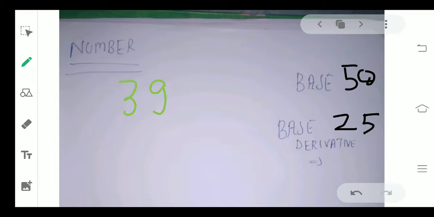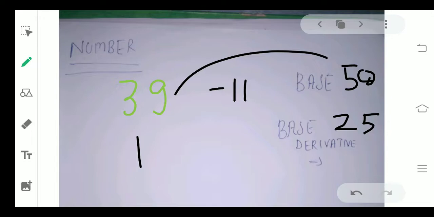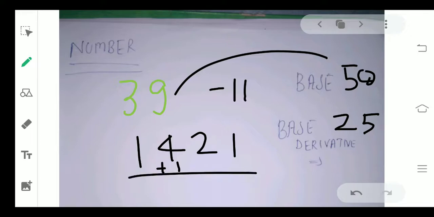Okay, so we will see how much 39 is less than 50. It is -11. We will subtract this -11 from 25. We will get 14. After this, we will need to calculate the square of 11, which is 121. So we'll just write 21 here and we'll add 1 to 14. We will get 1521. It's pretty easy.